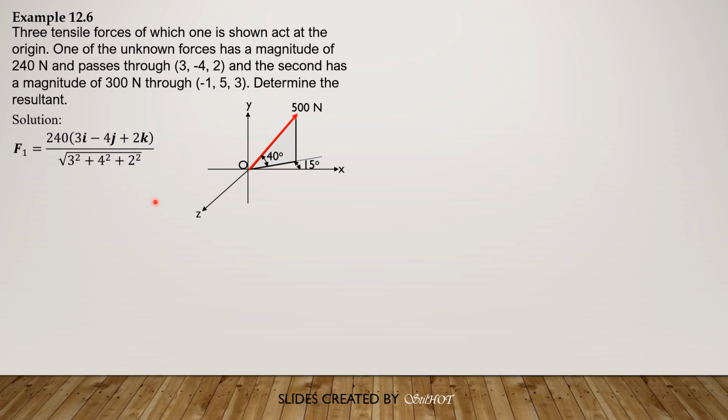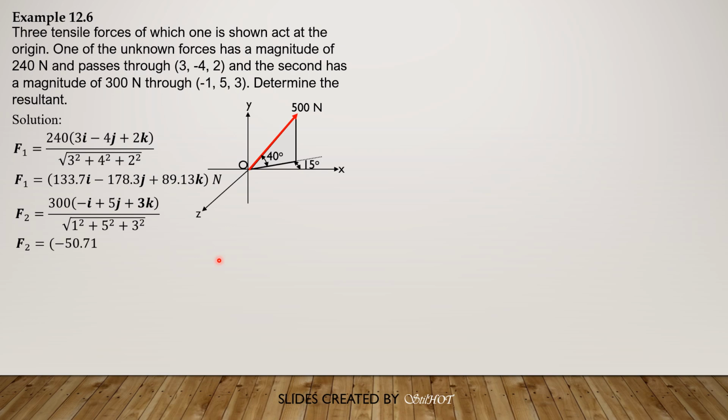So in decimal and vector form, F1 is 133.7i minus 178.3j plus 89.13k. F2 is equal to 300 times the quantity negative i plus 5j plus 3k over the square root of 1 squared plus 5 squared plus 3 squared. And in vector and decimal form, to 4 significant figures each, it is equal to this value here.